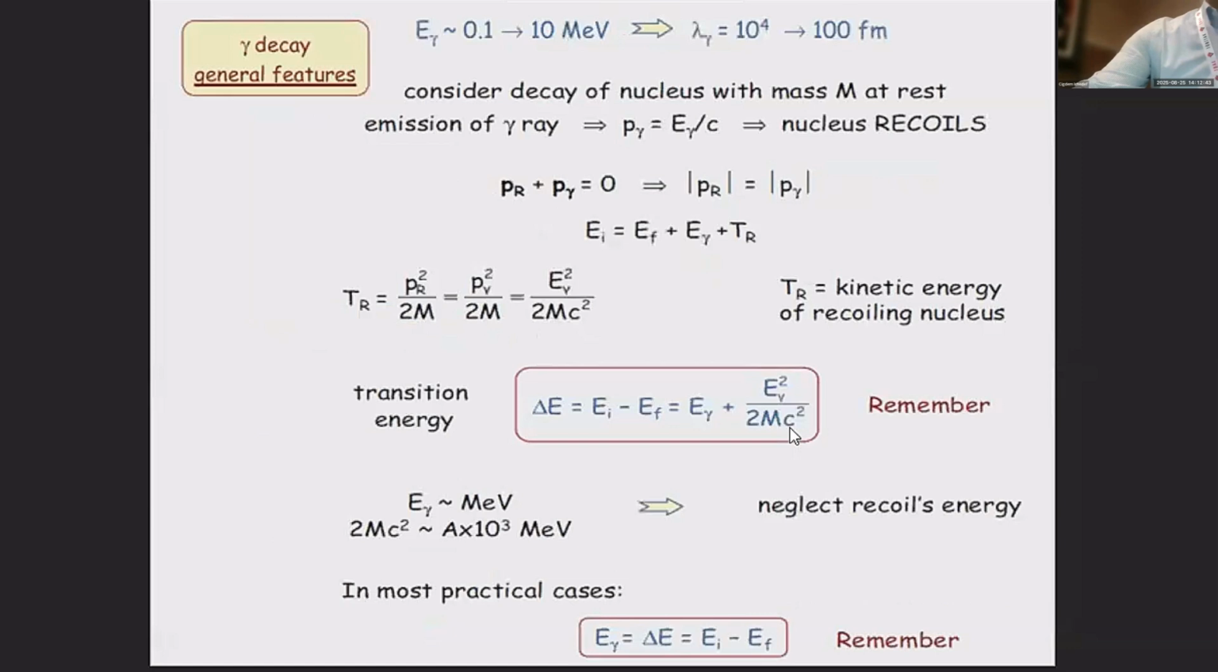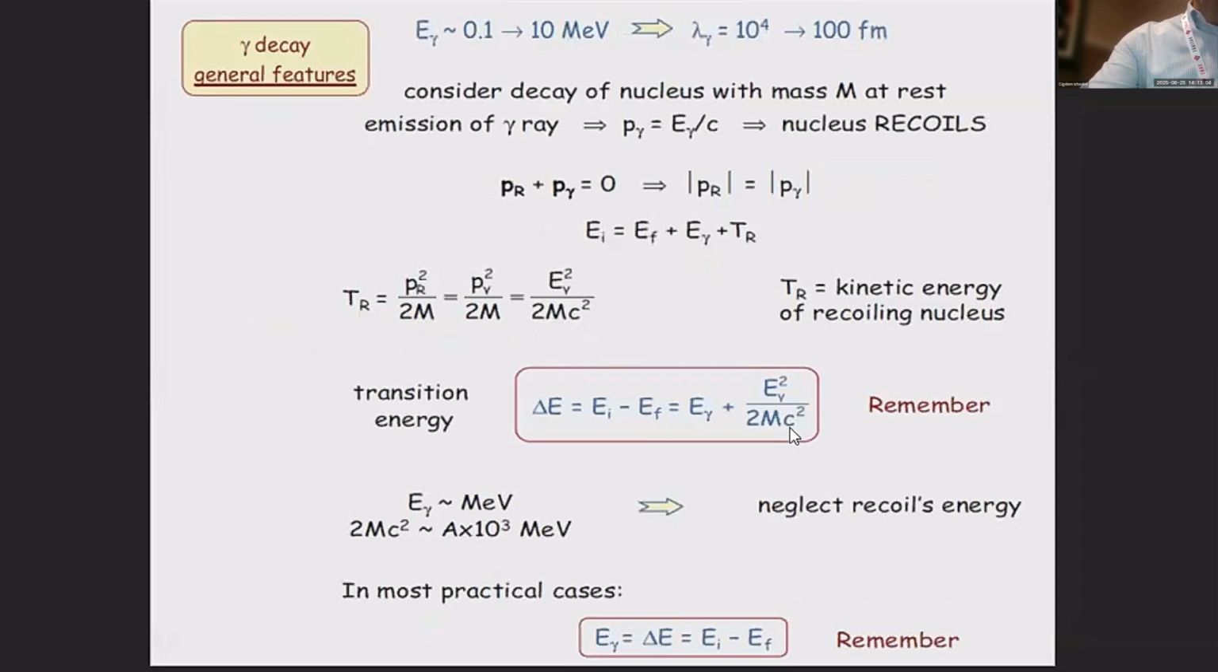Typically, the energy range is up to 10 MeV. Therefore, E equals h nu. From there, you calculate the wavelength. It's up to 10 to the 4 to 150 meter.